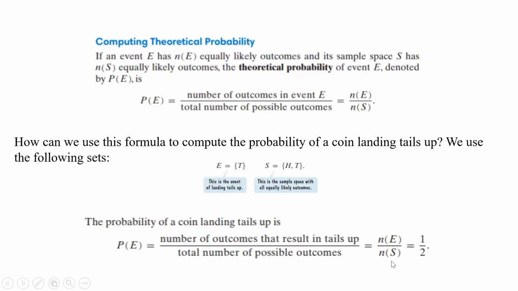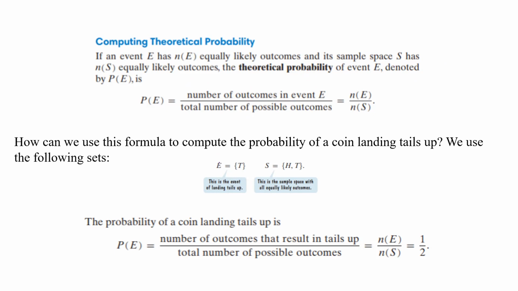All right, so computing theoretical probability. If event E has N of E, the number of equally likely outcomes in that event, and its sample space S has N of S, the number of equally likely outcomes in the sample space S, the theoretical probability of event E is denoted P of E. It's the number of outcomes of event E, N of E, divided by the total number of possible outcomes, N of S. How do we use this formula to compute the probability of a coin landing tails up?